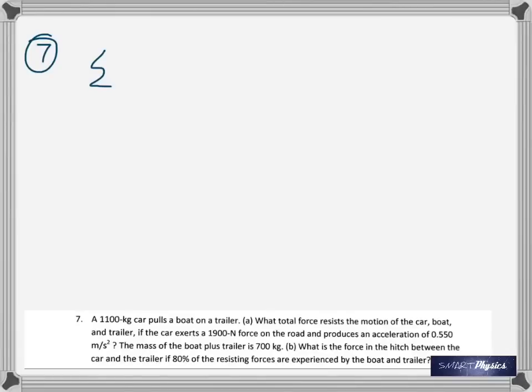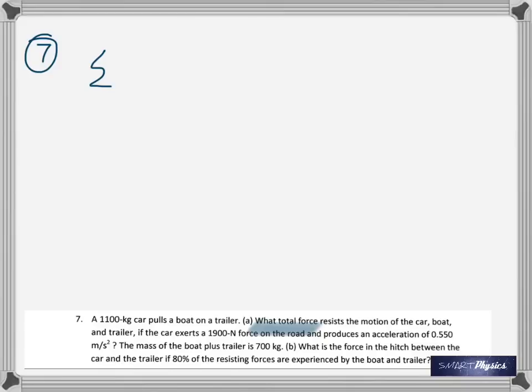Okay. A 1100 kilogram car pulls a boat on a trailer. What total force resists the motion of the car, right? So we need to find the resisting force of the car, boat, and trailer. So we've got to calculate the total resisting force on all 3 of them.